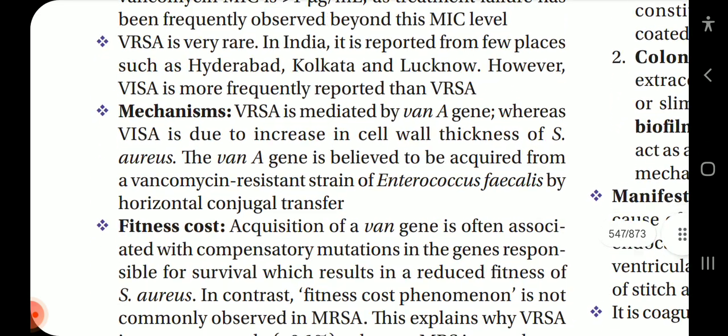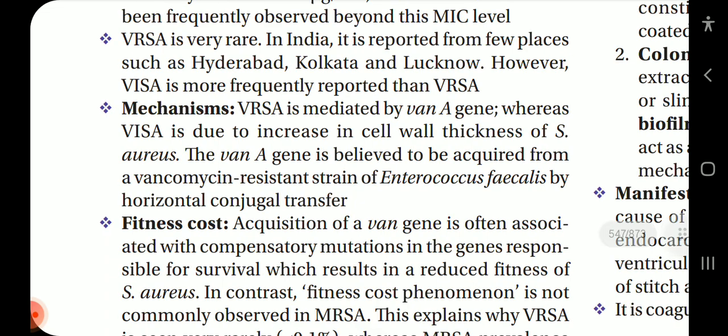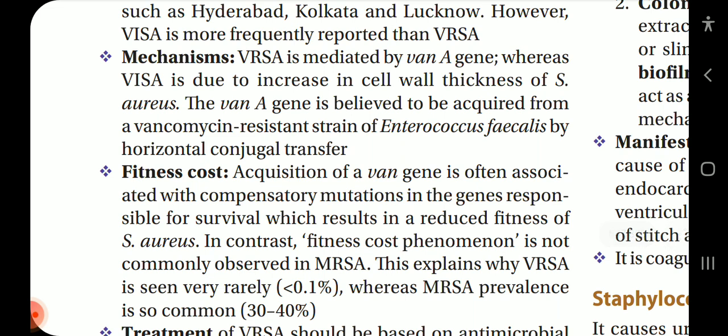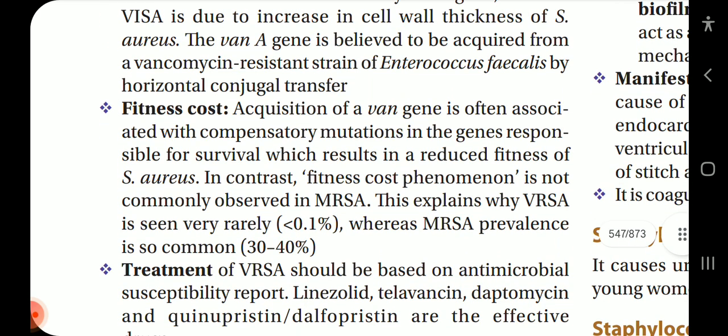VRSA is very rare in India. It is reported from few places such as Hyderabad, Kolkata, Lucknow. However, VISA is more common, frequently reported than VRSA. Mechanism of VRSA is mediated by vanA gene, whereas VISA is due to increase in cell wall thickness of Staph aureus. The vanA gene is believed to be acquired from vancomycin resistant strain of Enterococcus faecalis by horizontal conjugal transfer.